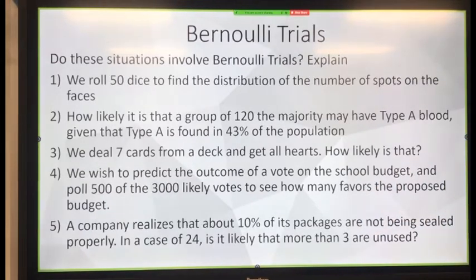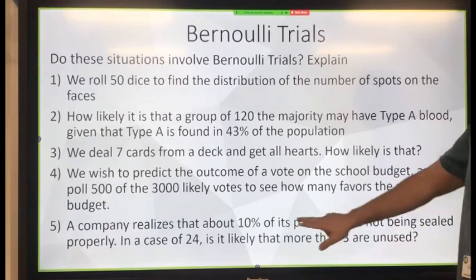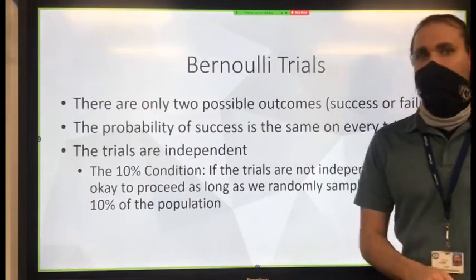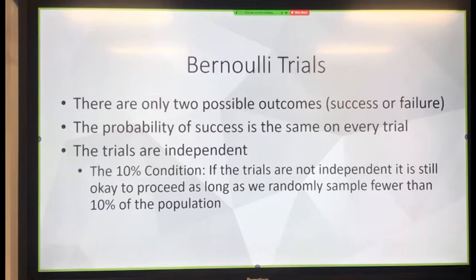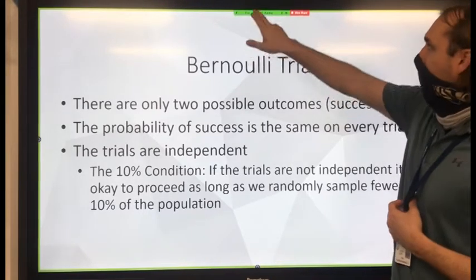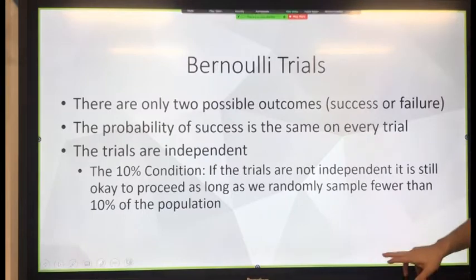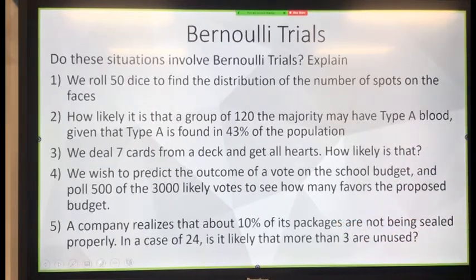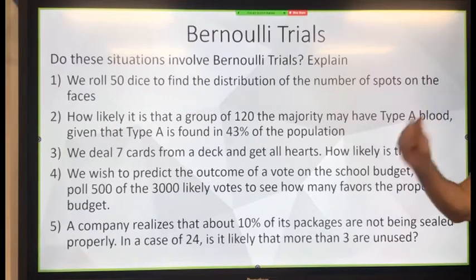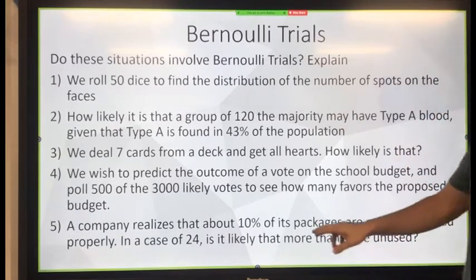Let's look. Do these situations involve Bernoullis? We roll 50 dice to find the distribution of the number of spots on the faces. Is that a Bernoulli trial? Which of these does it fail? Yeah, two possibilities, right? Sorry, I was mute. So we know rolling dice has about 6 possibilities. And if you use one of those other kinds of dice, this could have a lot more than that.